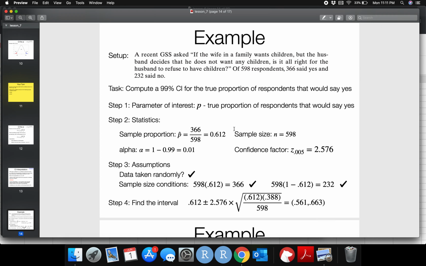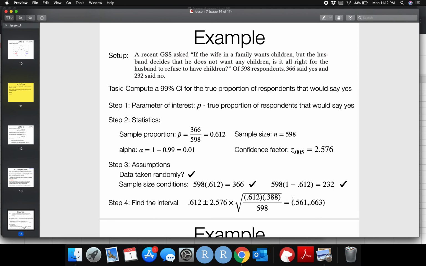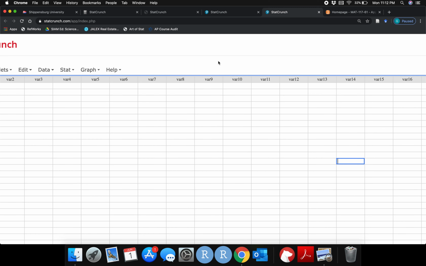And then at the end it gives us the lower limit and the upper limit of that confidence interval. And so does that match ours? 0.561 if you round to 3 decimal places. Yes, it does for the lower limit, and 0.663 for the upper limit. So again, you can use this to check your work, but not as a substitute for doing the steps that I showed you. Now, the last thing that I want to show you is lesson 8, hypothesis tests.